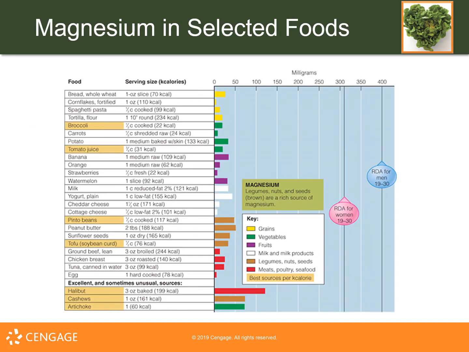So here is some magnesium in selected foods. We see pinto beans, which is a legume, tofu, soybeans are a legume. We see cashews and some seafood sources like halibut, cashews, artichoke, and you can go on and on. But your book highlighted just a variety of sources to depict that it comes from a variety of foods. Okay, so seafood, fruits, vegetables, and whole grains, go ahead and make sure you view those on your own in your book.